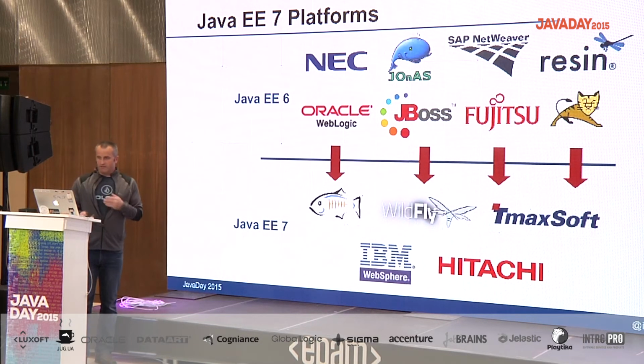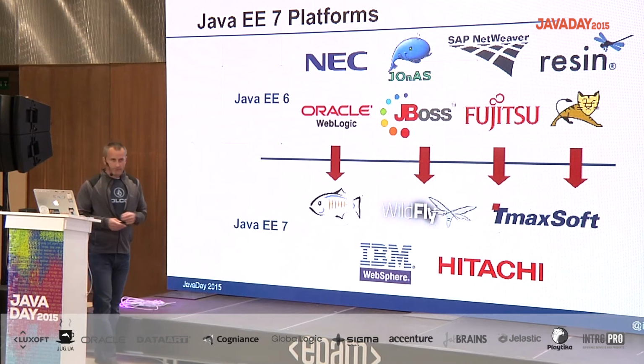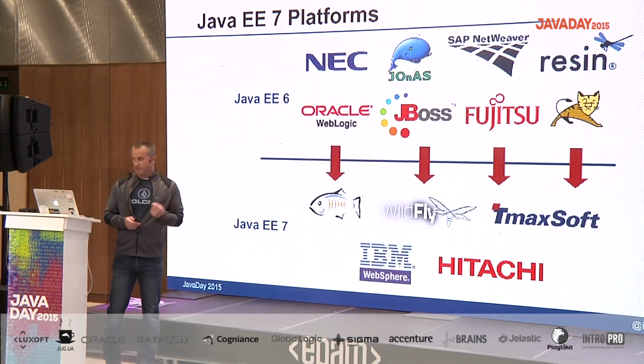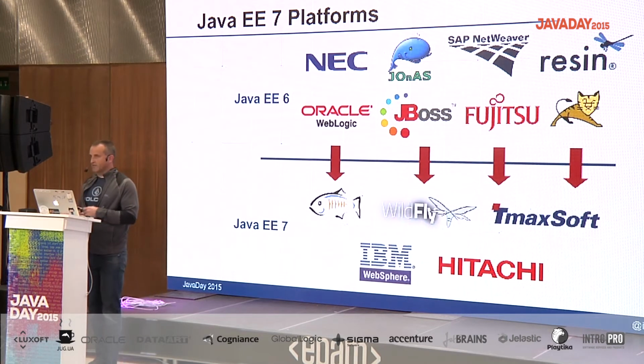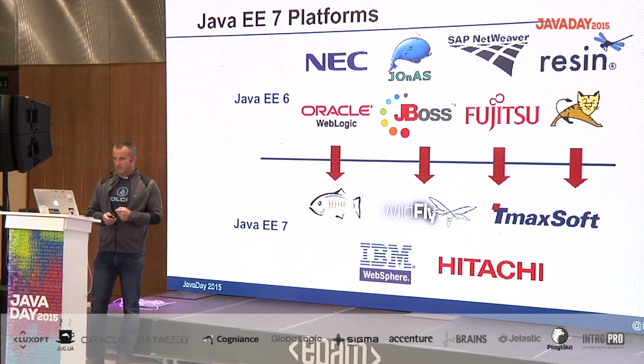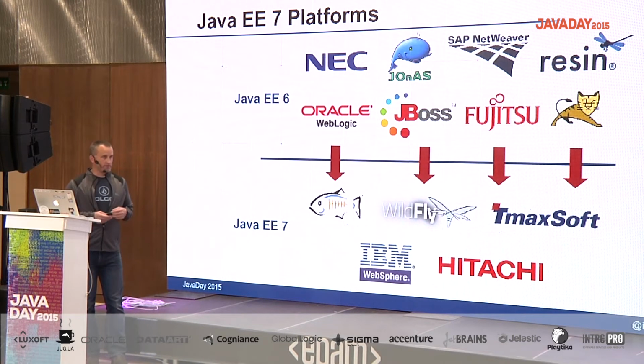And etc. WebSphere with this Liberty profile supports Java EE 7. And recently, WebLogic launched a Java EE 7 compatible version. And it uses actually many of the open source components from GlassFish 4.